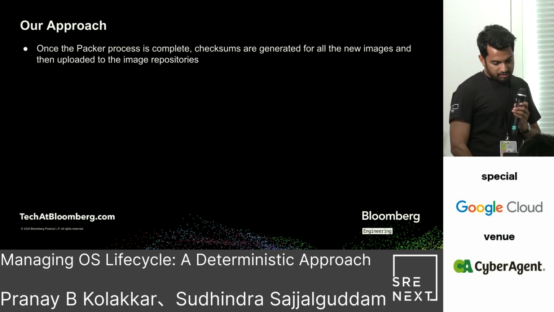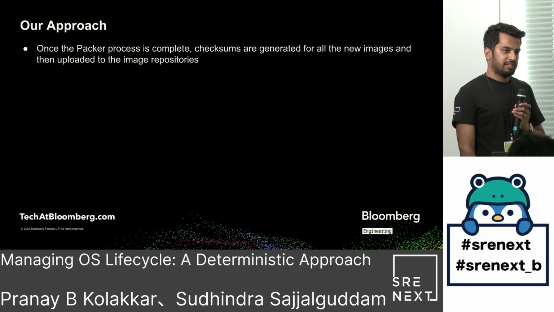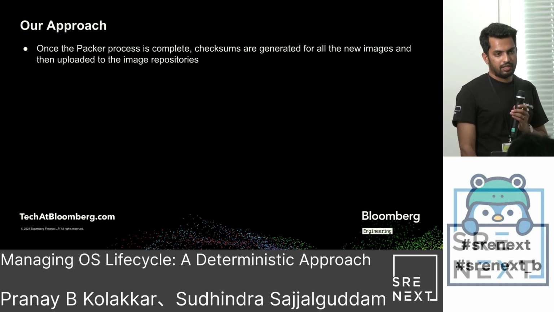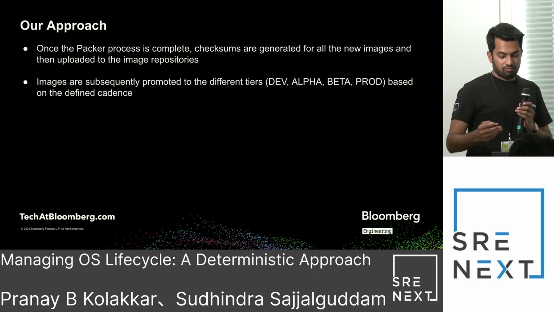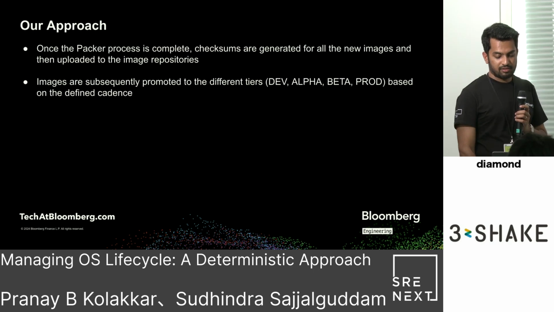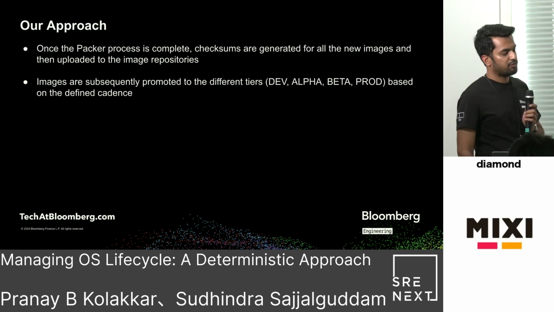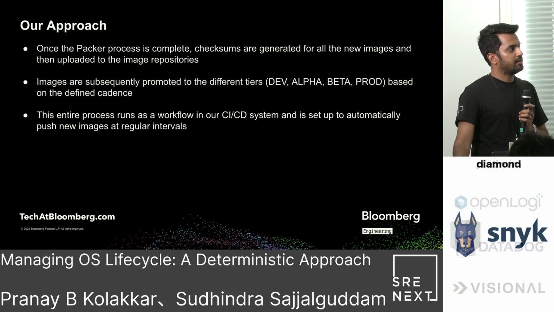And once this entire thing is done, we upload all of these new images along with their checksums and all of this sort of stuff to our central image repositories. And then they can subsequently be promoted to different tiers, so dev, alpha, beta, prod, based on whatever cadence you want to do. So it makes it easy for people to test new patches, new fixes, new versions, and all of that.